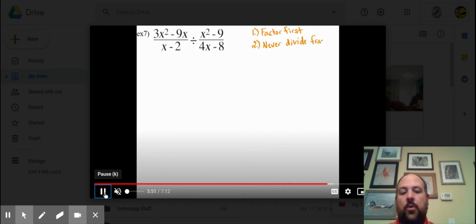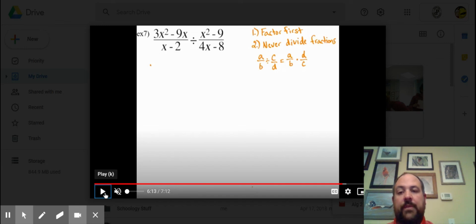Instead, what we're going to do is we're going to take this and we're going to change it. Because in general, if I have a fraction divided by a fraction, say a over b divided by c over d, instead what we're going to do is change it into a multiplication problem. We're going to take the a over b and leave the first fraction the way it is, but we're going to multiply by the reciprocal of the second fraction. So we're going to multiply by d over c. And that applies to these types of fractions as well.